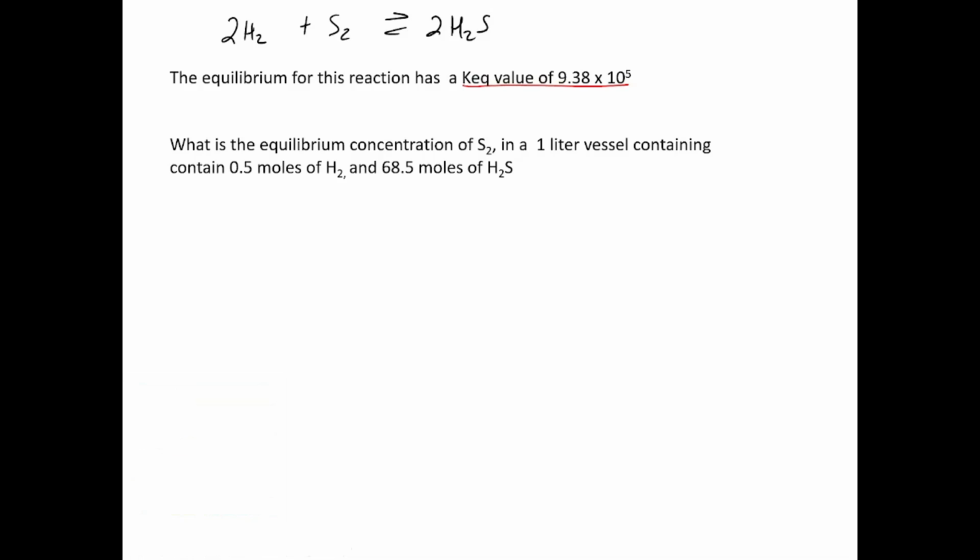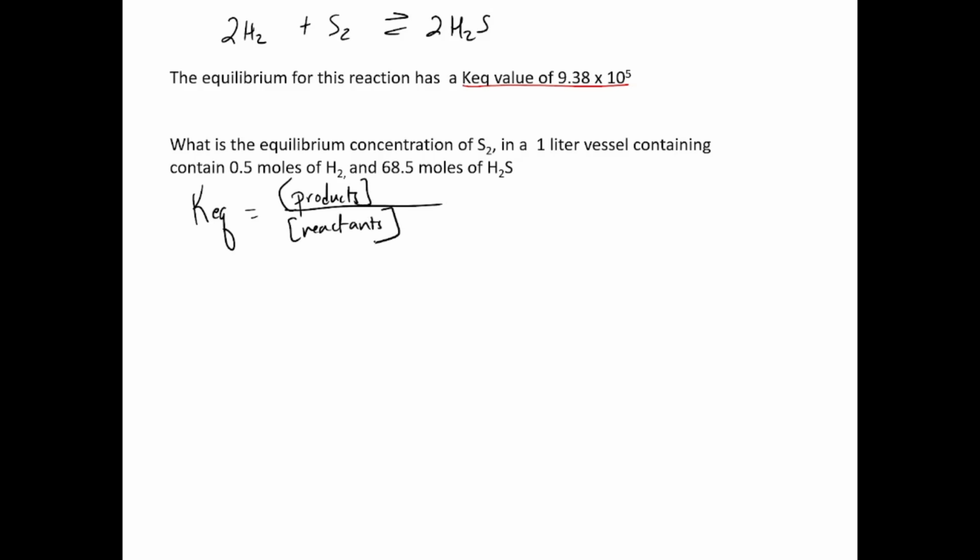They're asking what is the equilibrium concentration of S2 in a 1-liter vessel containing 0.5 moles of H2 and 68.5 moles of H2S. Now these concentrations, once again, are once this reaction has reached equilibrium. So again, we're going to do the same thing which we did before. The equilibrium constant is always what over what? And I'm hoping that you're at home telling the screen, products over reactants.